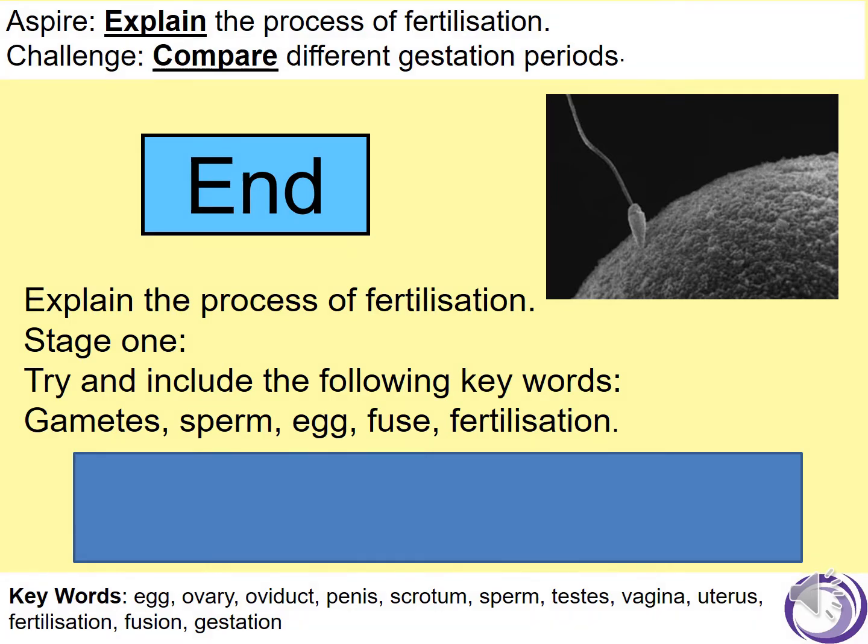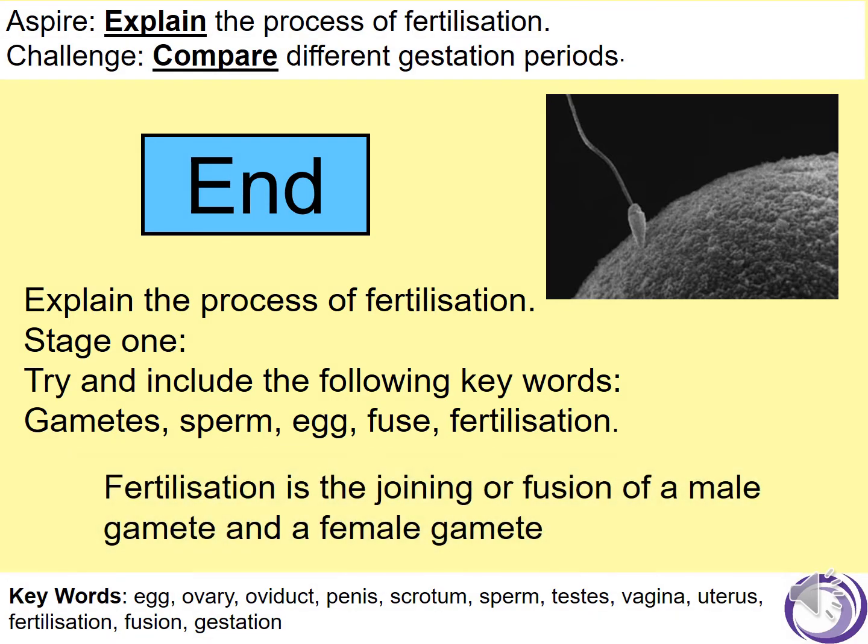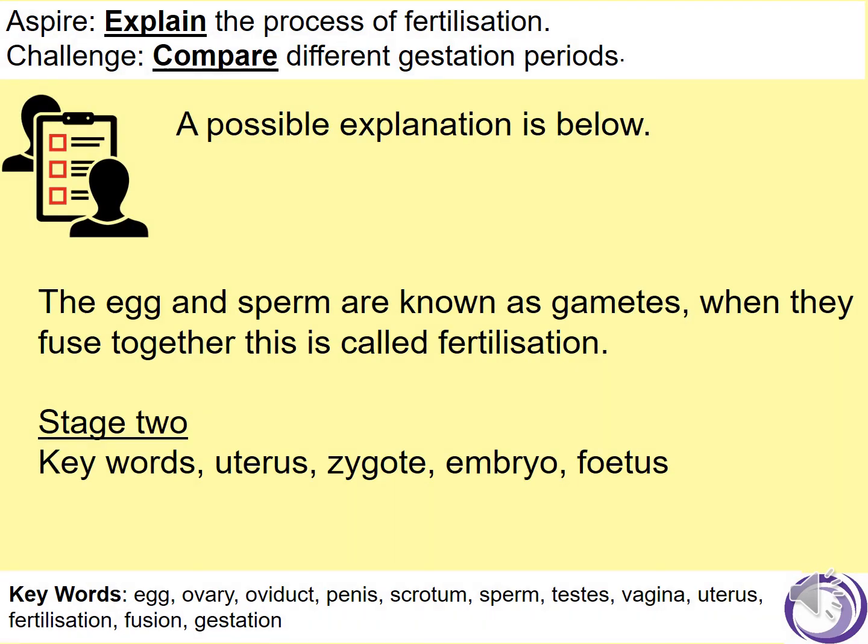So let's have a look at what you have written then. Fertilization is the joining or fusion of a male gamete, and then you need to include the word sperm there, and a female gamete, and then you need to include the word egg there. So that's stage 1 completed. Let's now move on. Could you put a subheading of stage 2? So we've looked at stage 1. Now let's look at some of the keywords for stage 2.